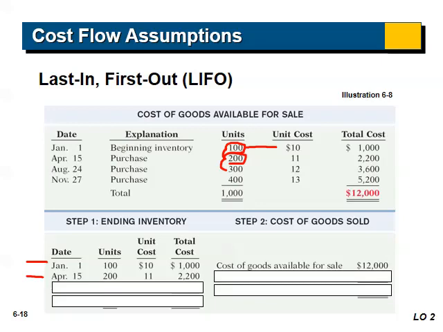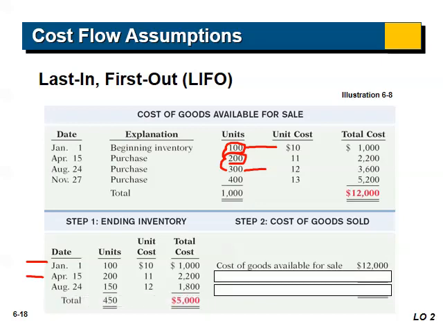And we know that we're trying to get to 450. We're at 300, so I'm not going to need all of these. This next lot, I'm only going to need 150 of those to get me to the 450. And what's left is all of these plus some of the $12 ones.